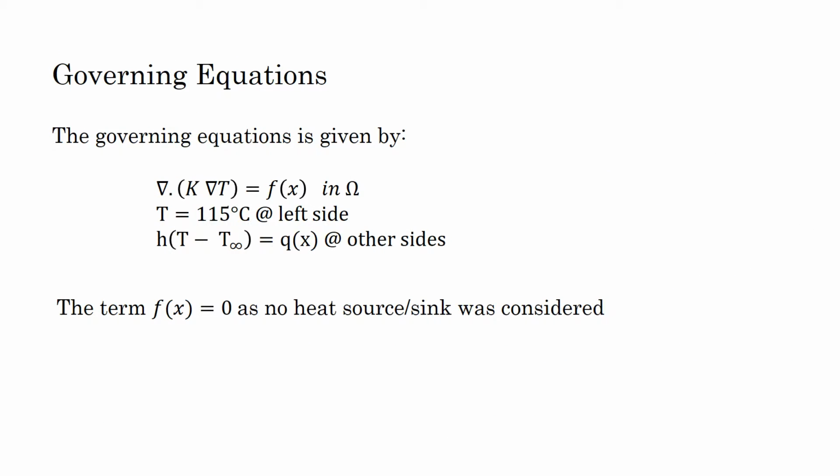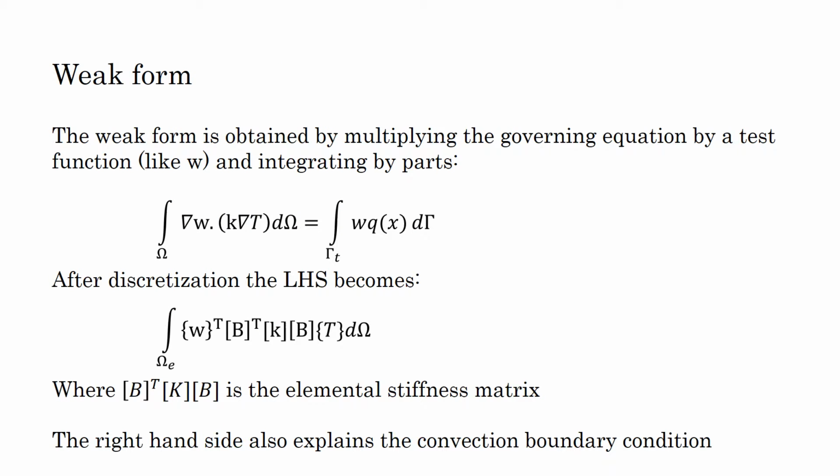So the governing equations that we have for conduction convection is like this. We have divergence of k gradient of T equals f of x. On the right hand side of the geometry we have 115 degrees C, and on other boundaries we have convection. Also, as we don't have any heat source or sink, f of x would be 0.